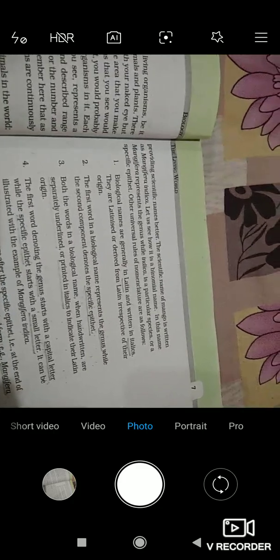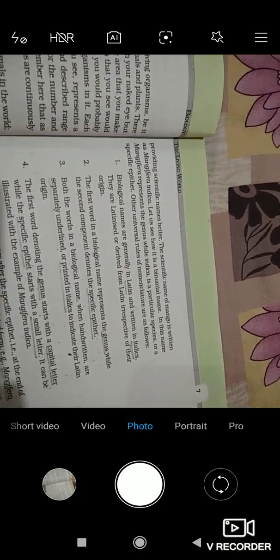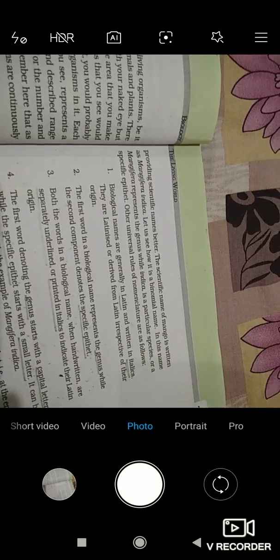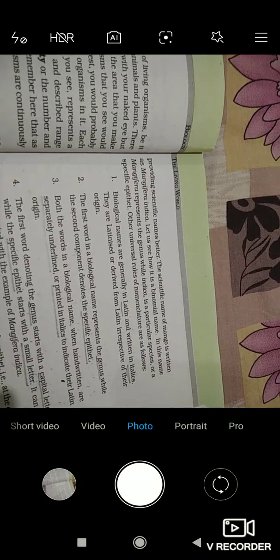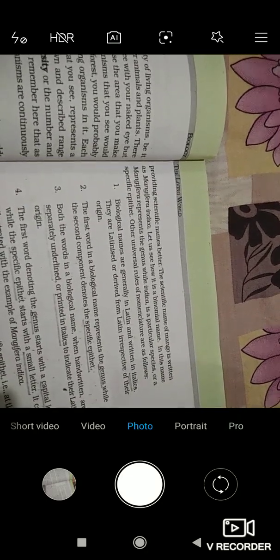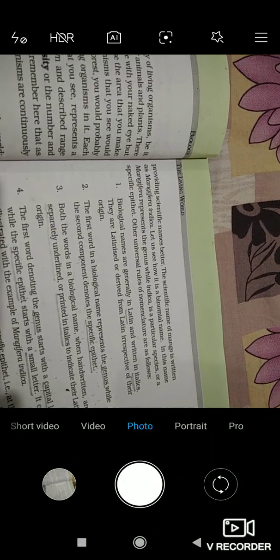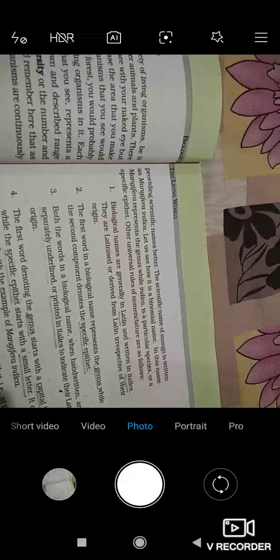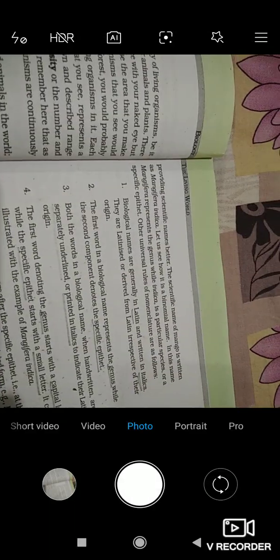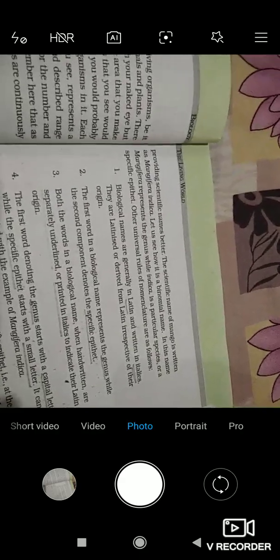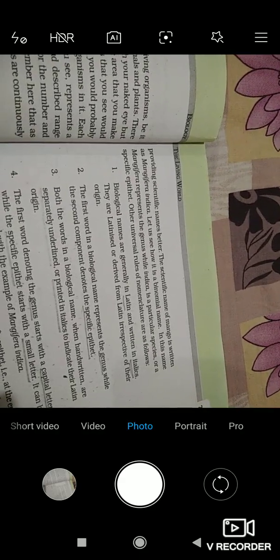The scientific name of mango is written as Mangifera indica. Here you can clearly see, children, that in Mangifera indica the first word Mangifera is the generic name and the second word indica is the specific epithet. So this is how it is named. Mangifera indica is the scientific name of mango which is used by biologists.